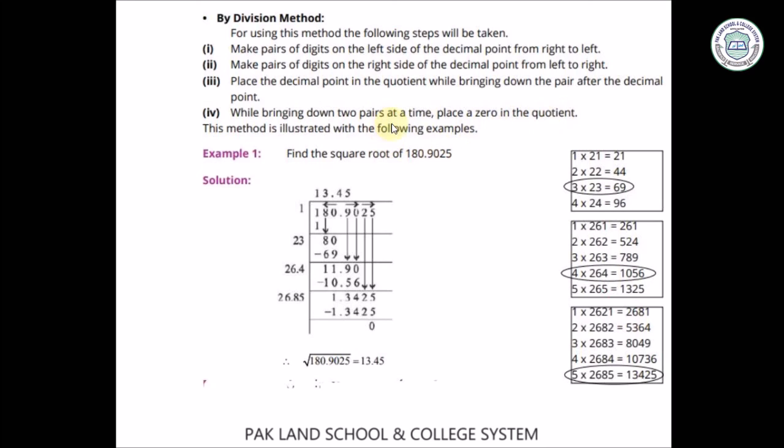This method will be illustrated with the following example. Find the square root of 180.9025. Making pairs of the decimal number's digits, before the decimal we make pairs from right to left. 0, 8 become 1 pair, 1, and then 90, 25. We will divide it, and our square root value is 13.47. The method is the same as we mentioned before, and the decimal takes place the same.